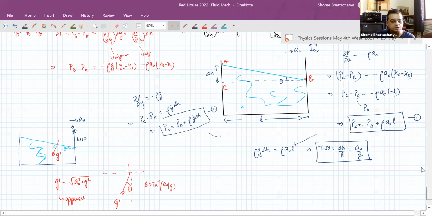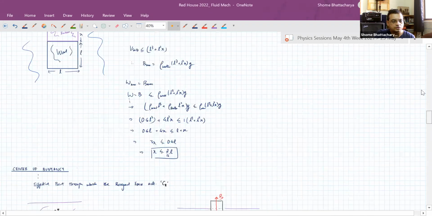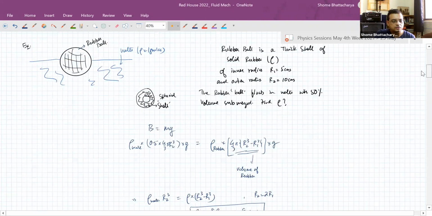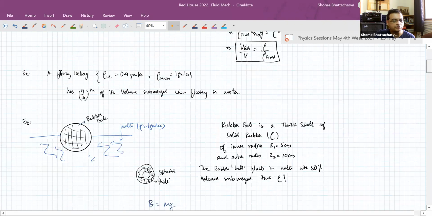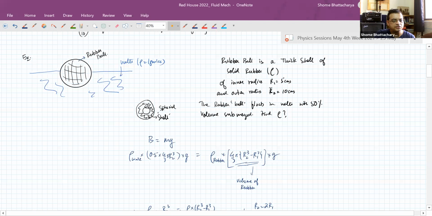Okay, Aman, I'm going back to that question and explaining it again. That rubber ball problem. In that rubber ball problem, see what is happening. The ball looks like a solid ball from outside, but when you cut it, you can see that it's hollow. It's a thick shell which has inner radius R1 and outer radius R2. So what is the mass of rubber? It is density into volume of rubber. So see this expression here, volume of rubber is basically the volume of the shaded portion here.